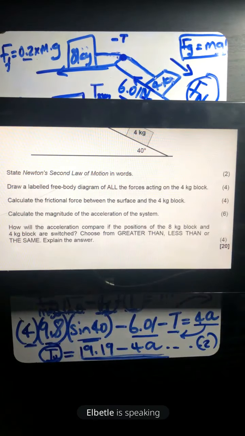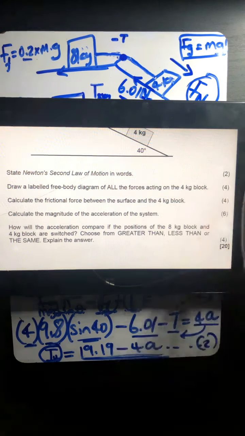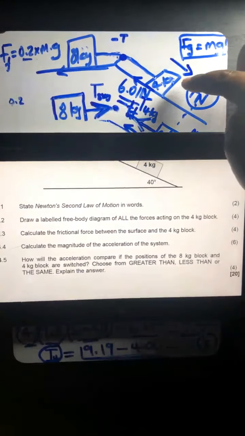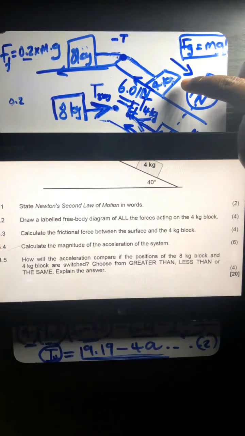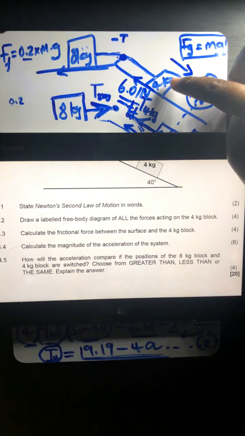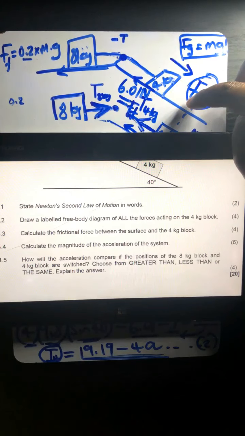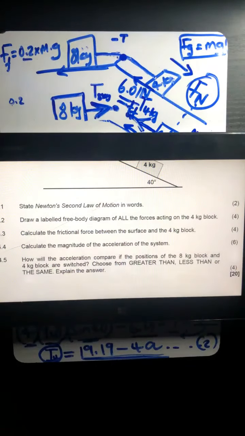Yes, sir. Okay, so the last question says, how will the acceleration compare if the positions of the 8 kg block and the 4 kg block are switched? Choose greater than, less than, or same, then explain your answer. But one thing for sure, this one of 4 kg has less mass. Therefore, its weight is going to be less. That means the acceleration is whatever it is moving at. But the moment you swap, can you see? Now this thing is going to accelerate even more because more weight is on the incline. Does it make sense?